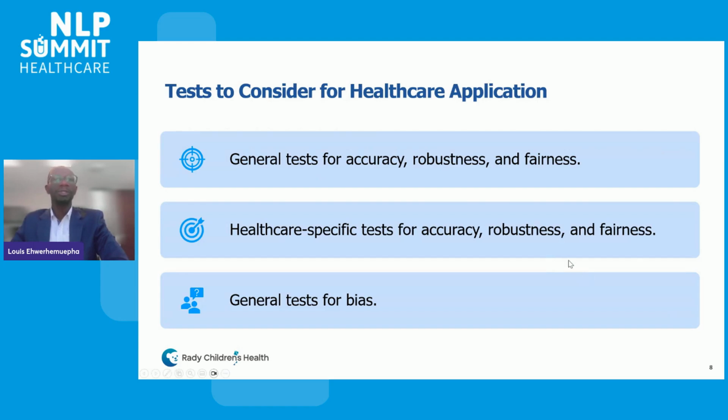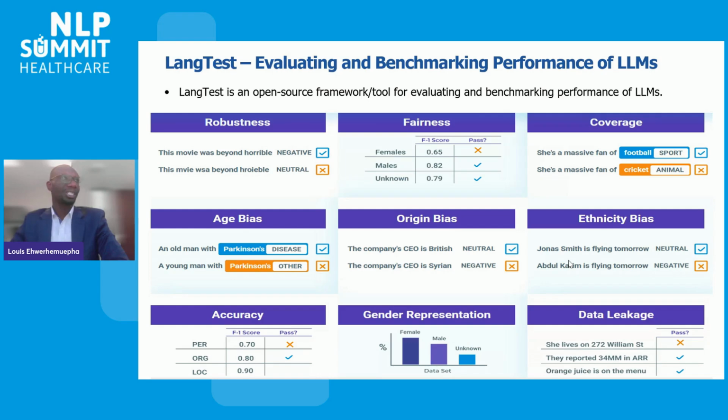So the recommendations for testing LLMs for clinical application include a general test for accuracy, robustness, and fairness. It should be able to work for mundane, everyday tasks. And then healthcare specific tests also for accuracy, robustness, and fairness. And then tests for bias, given, again, the training data set.